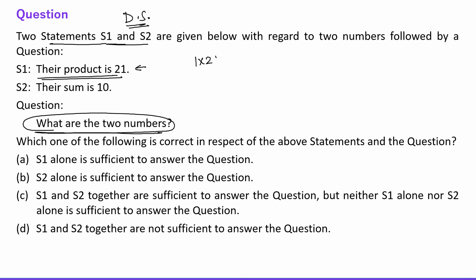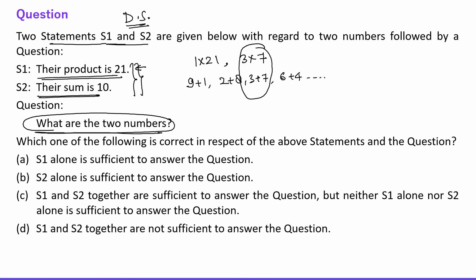So 1 into 21 is 21, 3 into 7 is 21. Statement number 2 alone is saying their sum is 10. So we can find any two numbers whose sum is 10: 9 plus 1, 2 plus 8, 3 plus 7, 6 plus 4, and so on. But when we are combining these two statements together, this is the intersection part.